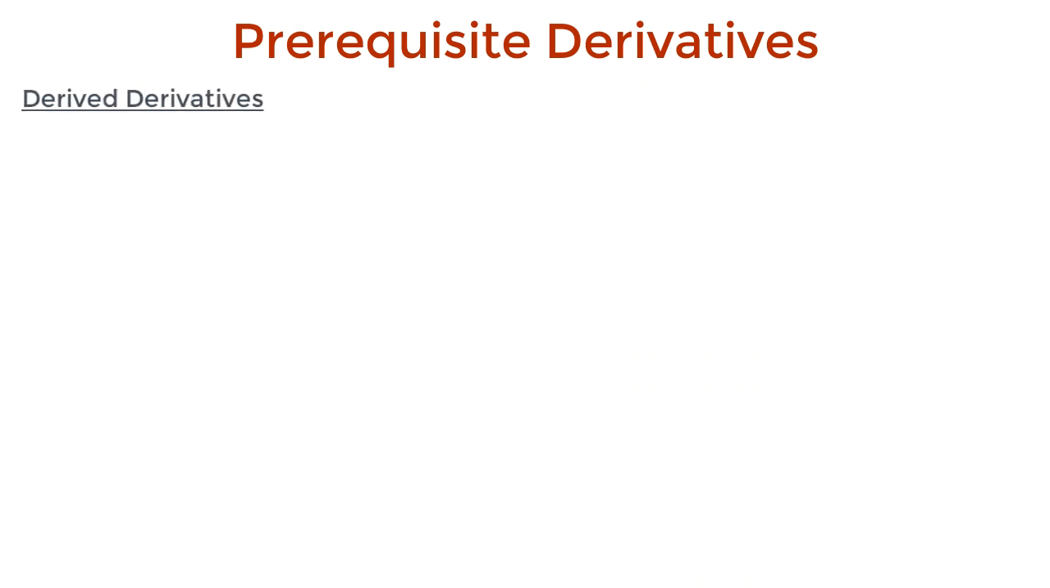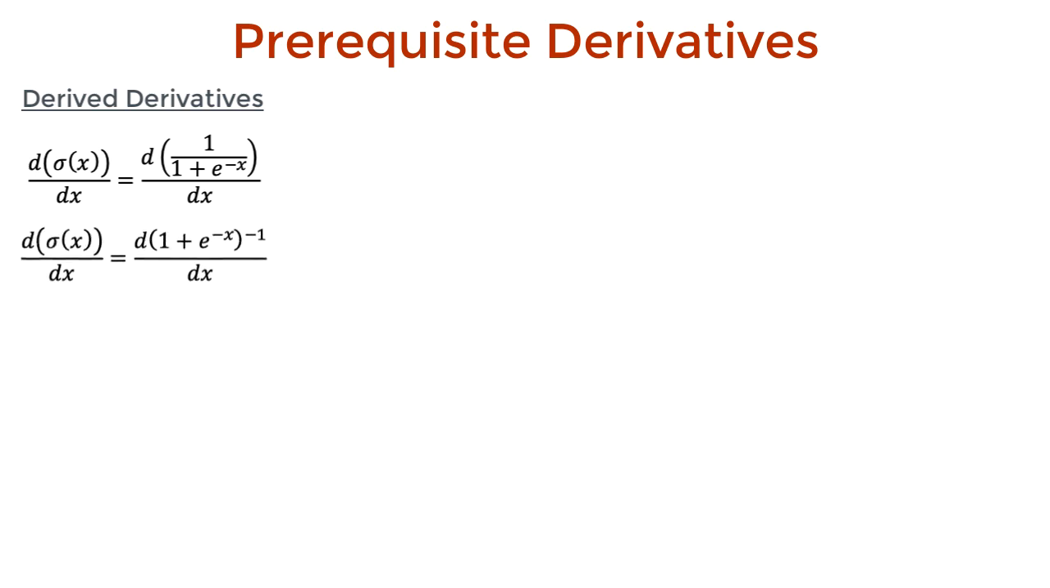Consider the derivative of the sigmoid function with respect to x. We can write it out in its expanded form, that's 1 over 1 plus e to the negative x. We then convert the reciprocal form to a polynomial form with an exponent. This is in the form of f of x to the power a with respect to x. So we can make use of the polynomial differentiation rule.